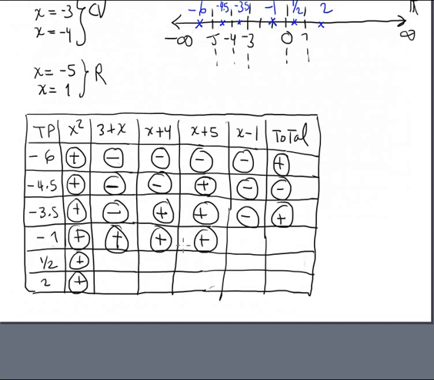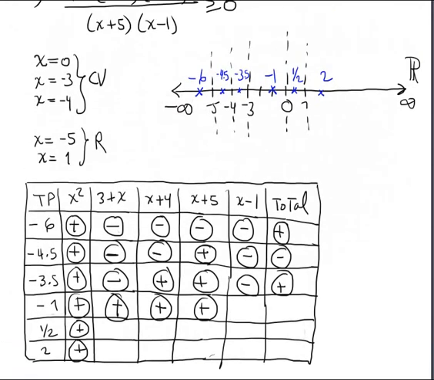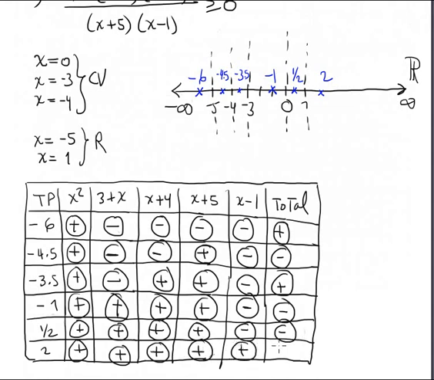Negative 1 here is the minus. Good. So it's negative. 1/2: positive, positive, positive, and 1/2 here is negative. Therefore it's negative. And finally 2 is positive, positive, positive, and this is positive also. Therefore it's positive.